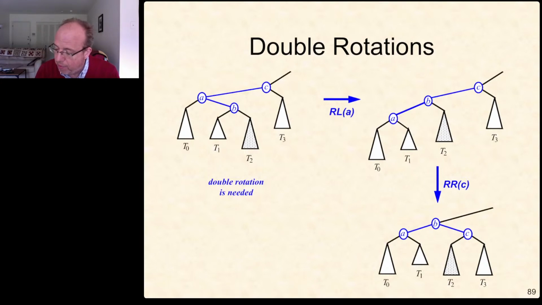The height of C's left subtree is 2 greater than the height of its right subtree, but the height of A's left subtree is 1 smaller than the height of A's right subtree. So because the signs differ, we need a right rotation at A, which gets us to, or sorry, we need to, sorry.